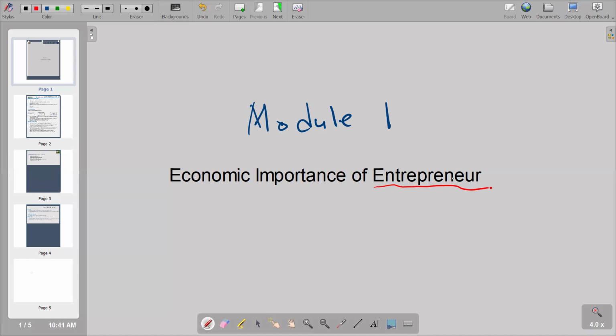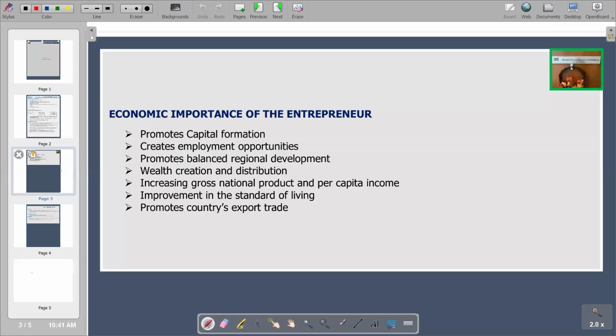So what we want to look at are the economic importances that we can deduce from the operations of an entrepreneur. We've got the information here in terms of points of economic importance of an entrepreneur in the economy. So basically, we have our section.